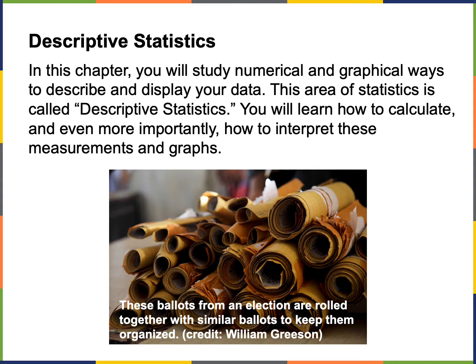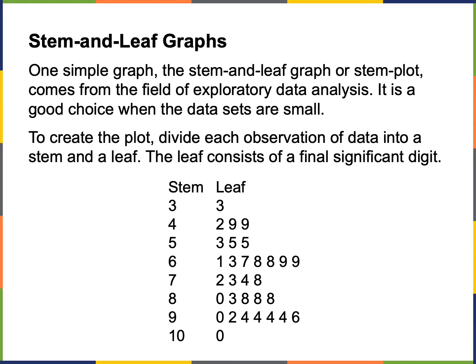So we're going to go over specific graphs today. All right, this is a stem and leaf graph. It's a good choice when you have a small data set. We have what's called a stem and a leaf. Let's say you have the number 33. The leaf is the 3 and the stem is the first 3, the tens place. This row, where it says 4 | 299, actually represents the numbers 42, 49, and 49.